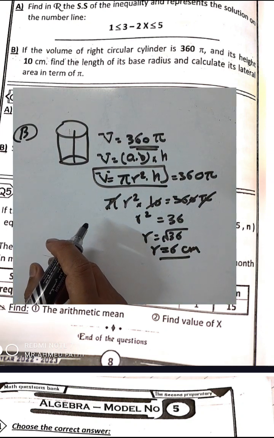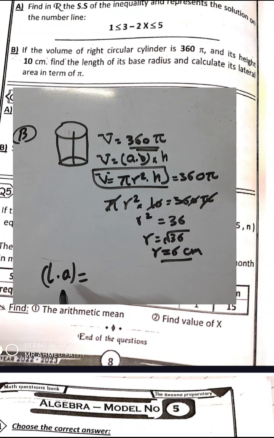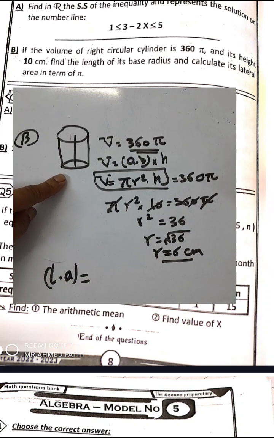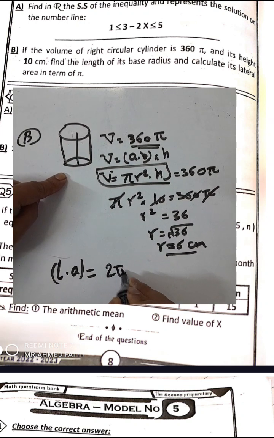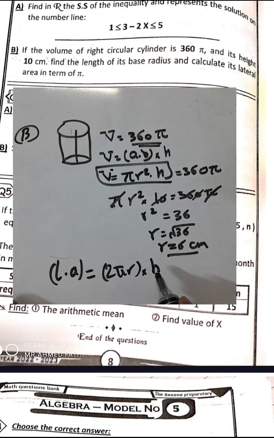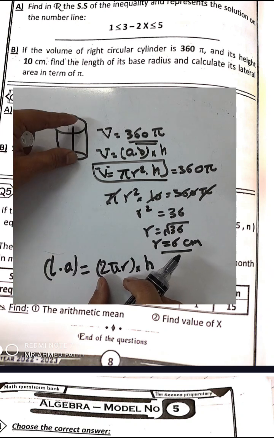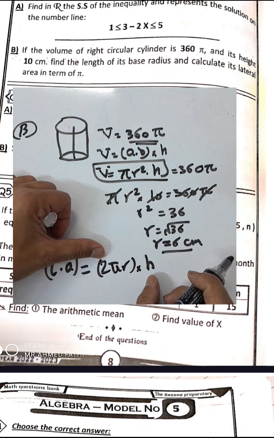And then he wants us to find the lateral area. Lateral area will be what? It will be the perimeter or circumference of the circle times the height. Lateral area will be 2πr multiplied by the height. It's the rule of lateral area: circumference of the base times the height. Circumference of a circle will be 2πr times the height.